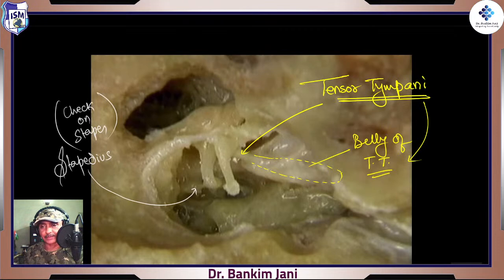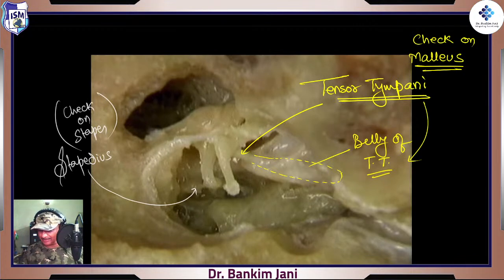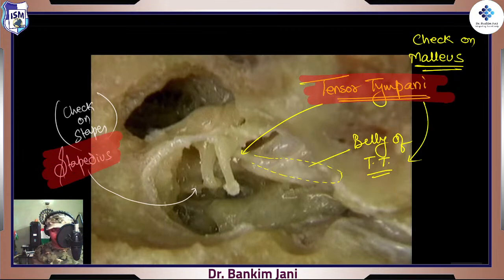right? That's the belly, and he will keep a check on malleus, right? He'll keep a check on malleus. So this is like malleus, tensor tympani and stapedius, both the ends, they are keeping a check, right? So that's how the protection against large sounds works.